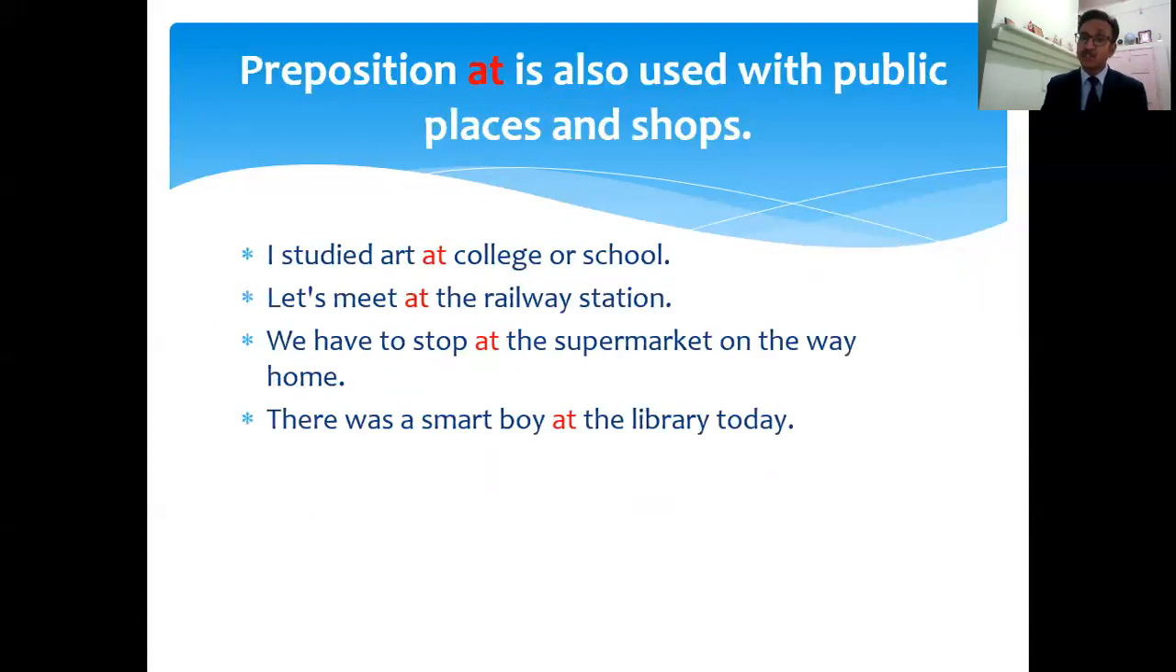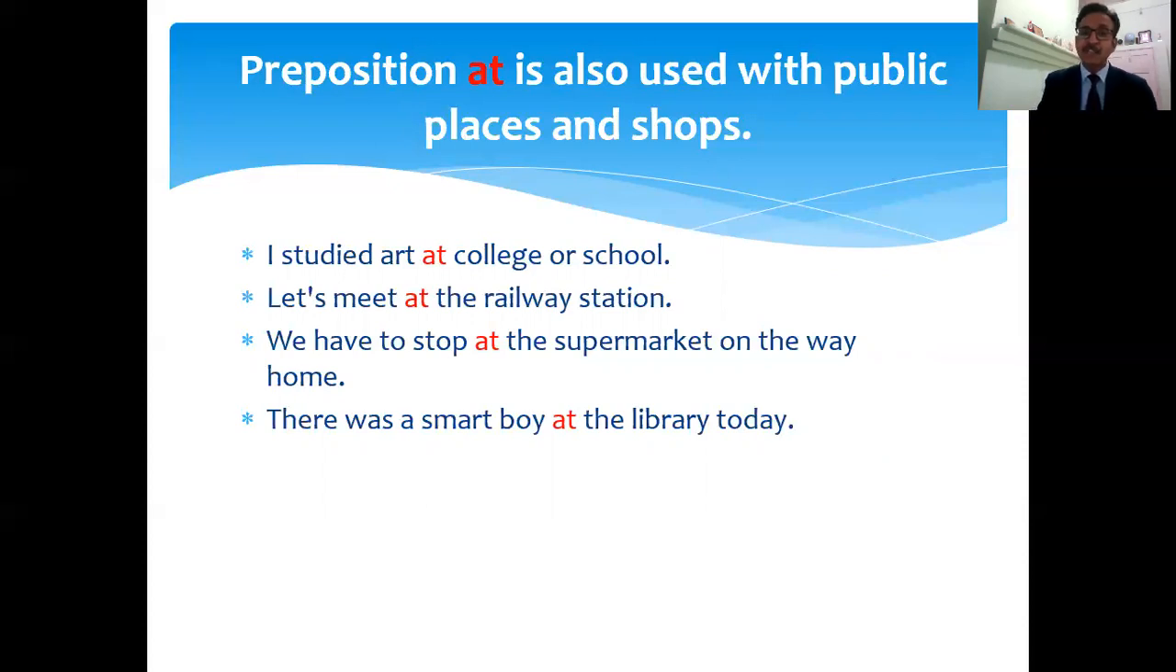Preposition at is also used with public places and shops. I studied art at the college or school or university. Let's meet at the railway station, airport, gallery, wherever. We have to stop at the supermarket on the way home or at the chemist shop.